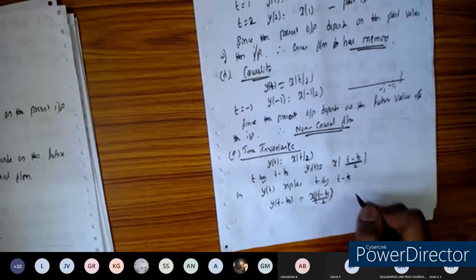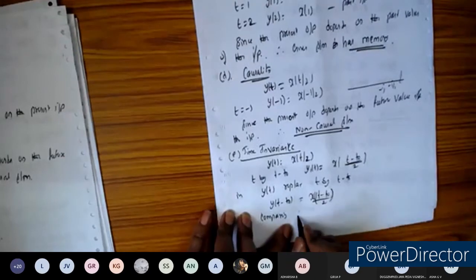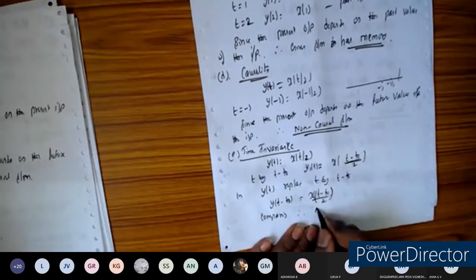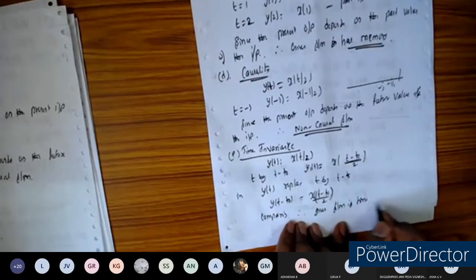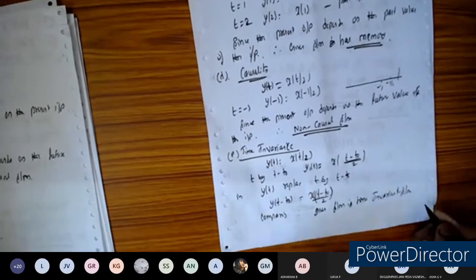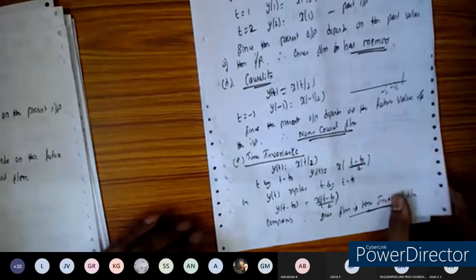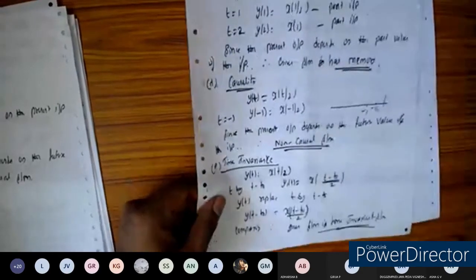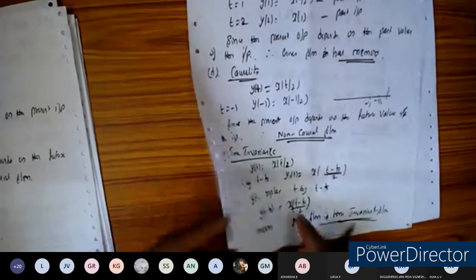Now compare this expression. So comparing, since both are same here, the given system is a time invariant system. It is a time invariant system here. Okay, I'll go for the next problem. Is it okay, right? No doubts in this problem. So I'll go for the next problem.